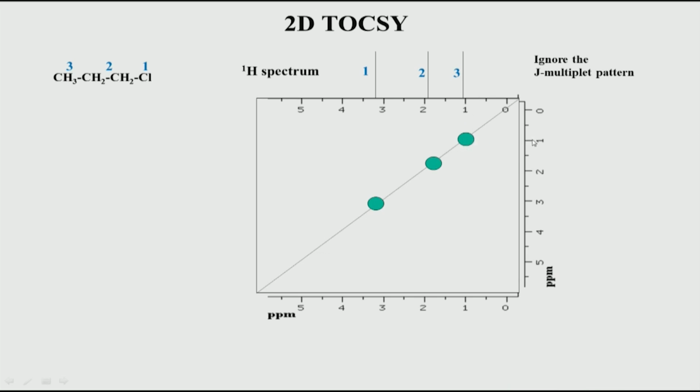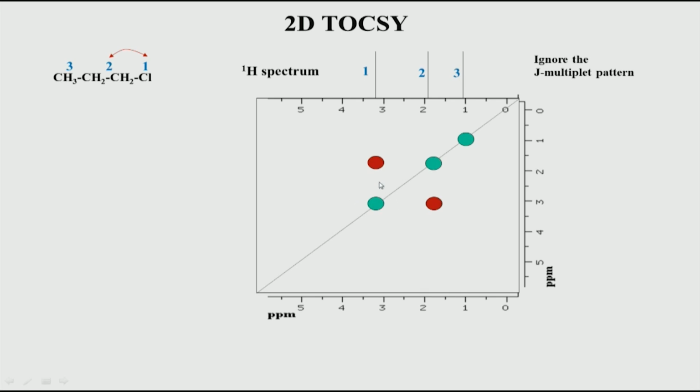So, for example, 1 ppm, 2 ppm, and 3 ppm for this. You see, this diagonal peak is nothing but a simple 1D spectrum itself on both axes. So, this has no value for us, but it is always present; we cannot avoid this type of peak. Then let us see the cross peak.